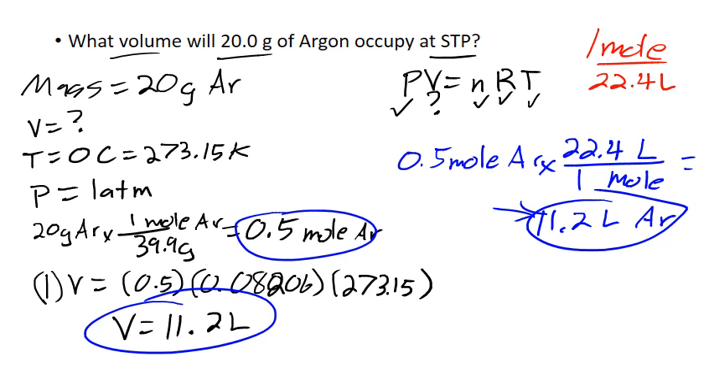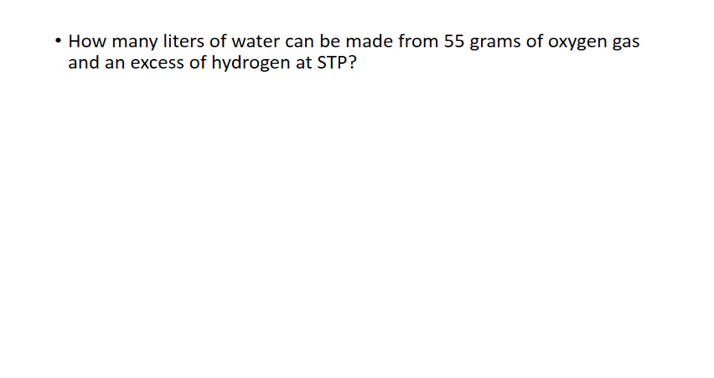Let's do one more. Last one. Here they're asking how many liters of water can be made from 55 grams of oxygen gas. The problem with this question, right off the bat, is that they're giving me one thing and asking for another. They're giving me oxygen gas and asking for an amount of water. So obviously a reaction occurred.